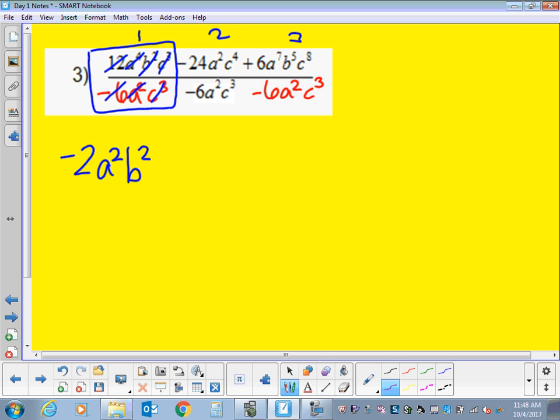For my middle one, I have negative 24 divided by negative 6. What do we get? Positive 4. The numbers are done. A squared divided by a squared.